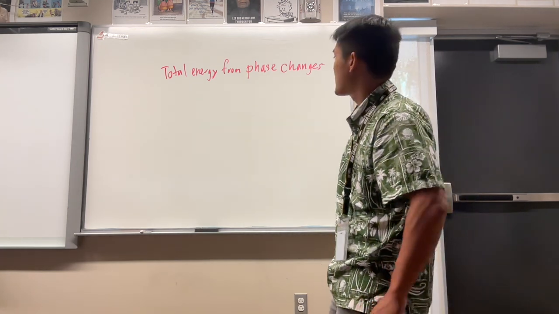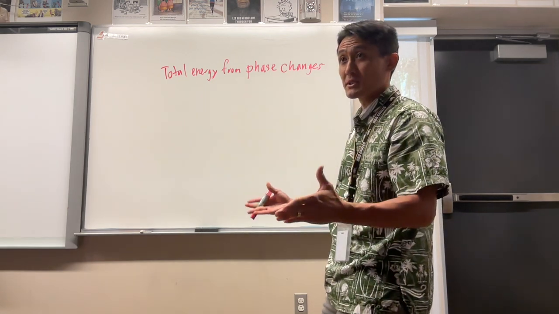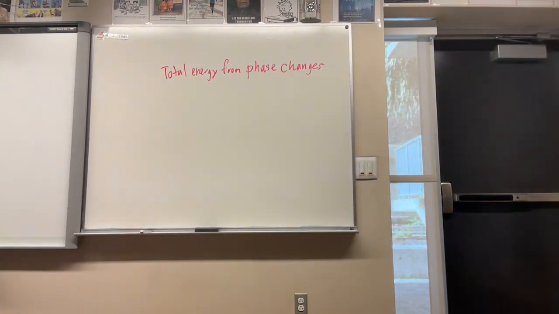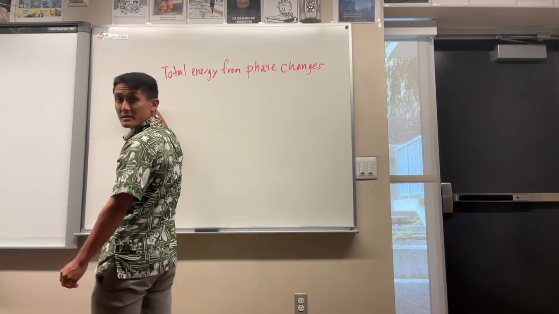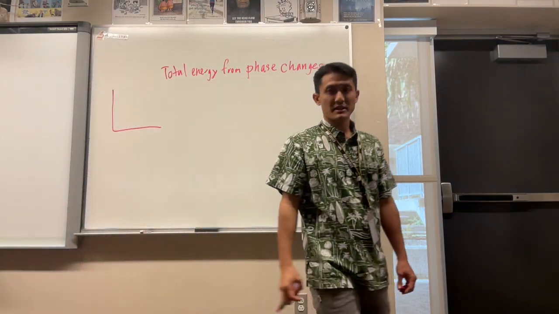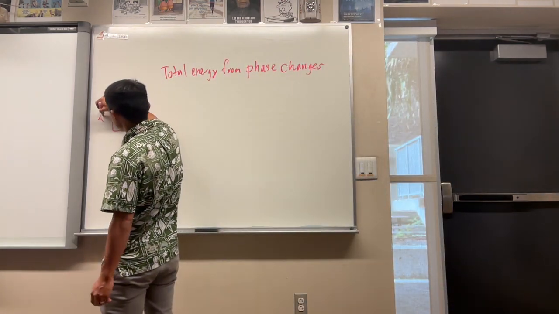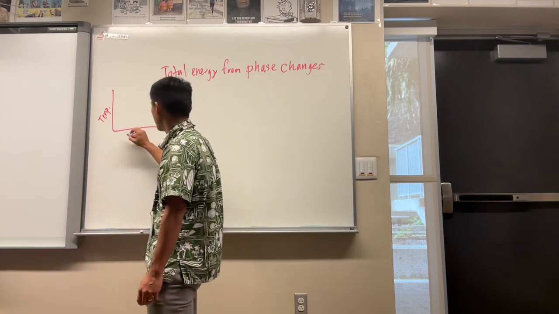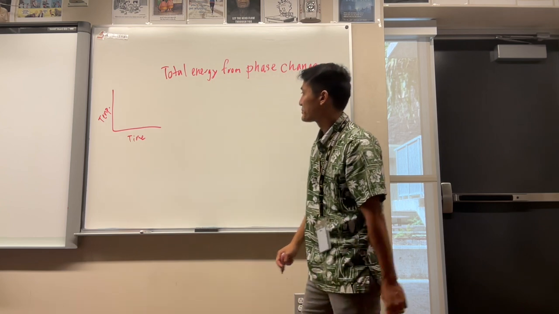So I think the best way to do this is to give you the big picture, and then we'll go over the specifics after that. Does that make sense? So let's graph this first. This is going to be important for visualizing what we're going to do. So draw a little graph there. We're going to label the y-axis temperature, and the x-axis time. Temperature and time.